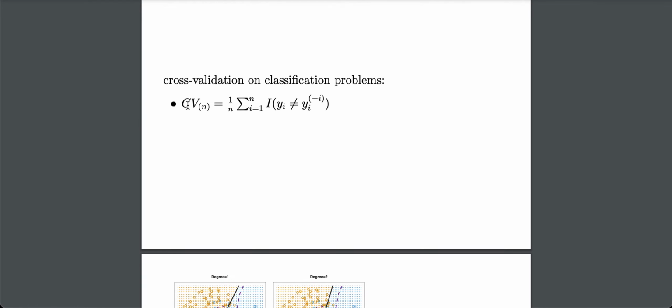Okay, so when we want to do cross-validation for classification problems, we count the number of observations that do not match the true label. So I here is an indicator function.